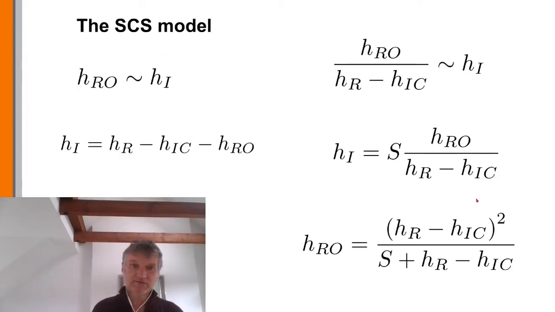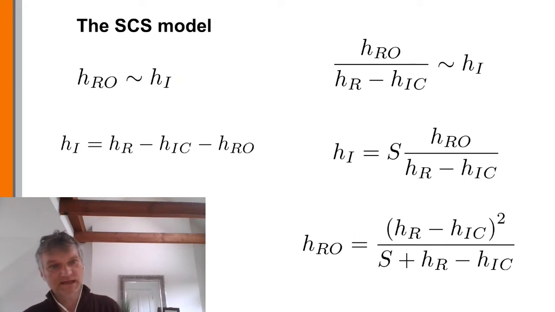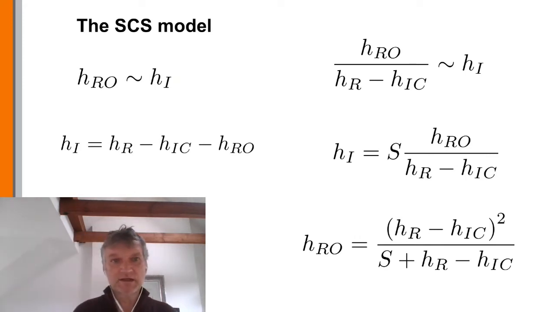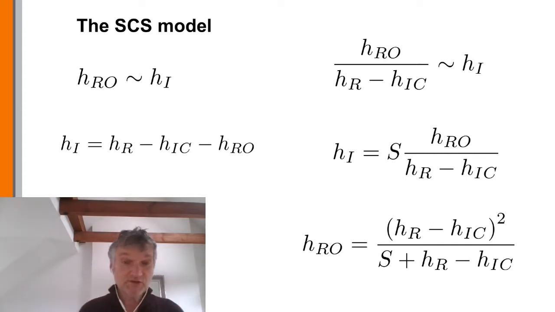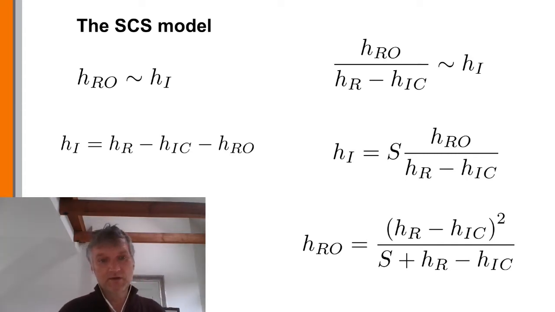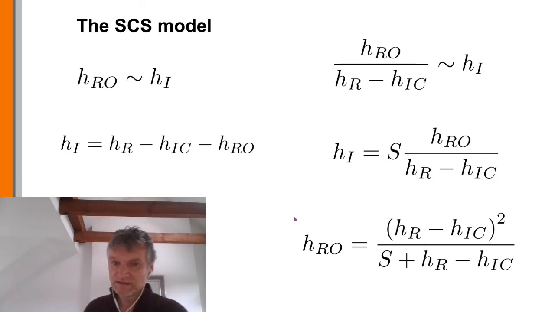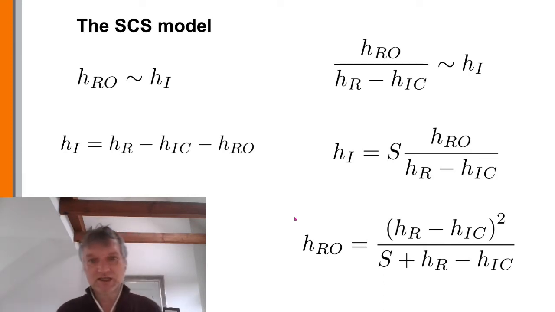And the second equation comes from the so-called SCS model. The SCS model has some simple assumptions in it which are very helpful, which are not absolutely correct, but they are working very well because the parameters in this model are chosen in such a way that this simple model works very well.